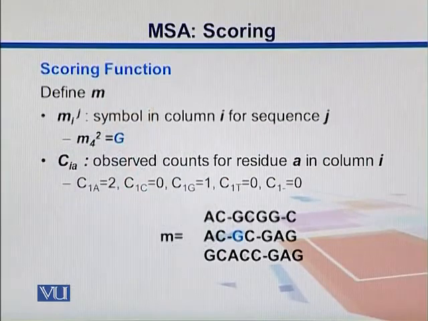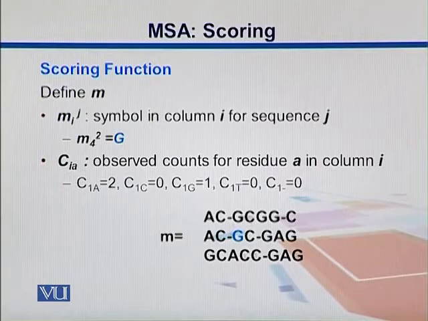So we define M as the matched sequences or the alignment, and then we can observe two types of parameters that we can put into the score. So M(i,j) is the symbol in column i for sequence j. For example, if we want to know what is the fourth symbol in the second sequence, we see it's a G. So it's represented in blue color for your convenience.